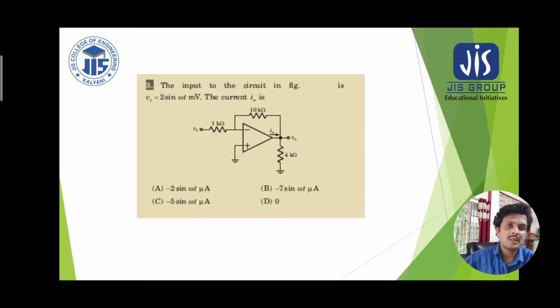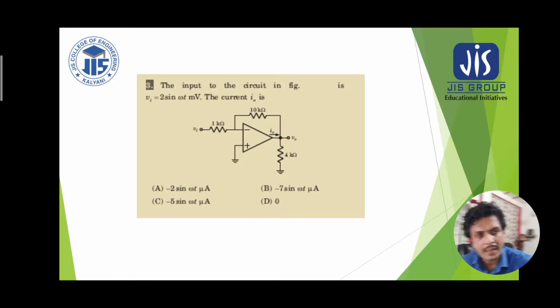And this is the third problem, which shows that the input to the circuit as shown here has the input voltage equal to 2 sin omega t millivolt. The current I0 is required to be calculated. So I0 is the output terminal current. So to calculate this output terminal current, what do we require?